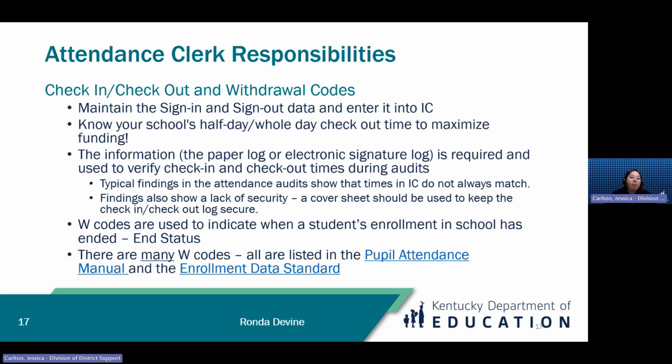Withdrawal codes or W codes are used to indicate when a student's enrollment has changed or they're in status. If they have left your school and headed somewhere else, there is a list in the enrollment data standard that tells you what withdrawal code to use in each situation. All of those actually are defined in statute, so they're very specific, and we track those. For example, if they've left to homeschool or to private school or to another school and have moved to another district. So the enrollment data standards are where you can find all of those.